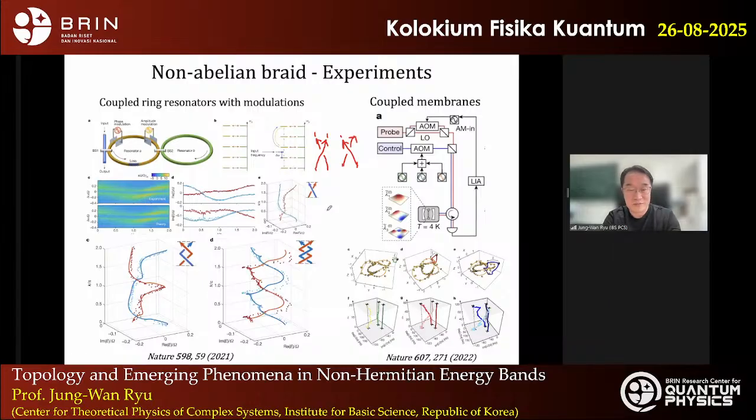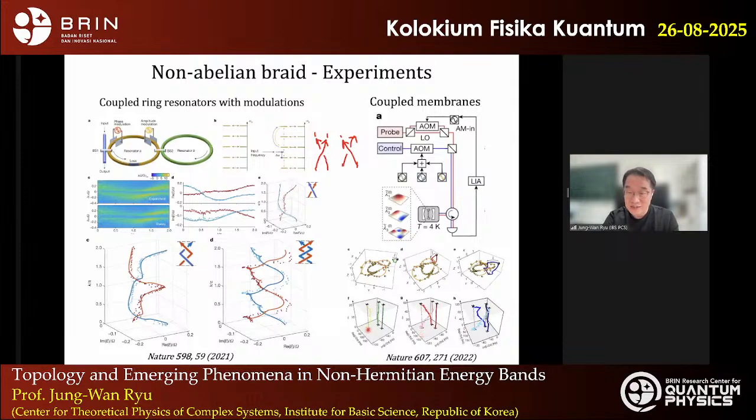It's not so different. And there are many experimental realizations of braid operation in coupled ring resonators with phase and amplitude modulation. In that case, they have two states, and when they change their system parameter, they found many different kinds of braiding operation. And this is a coupled membrane system. There are three states, and they start from here. This is the final state. They change their system parameter and found a different kind of braiding operation.